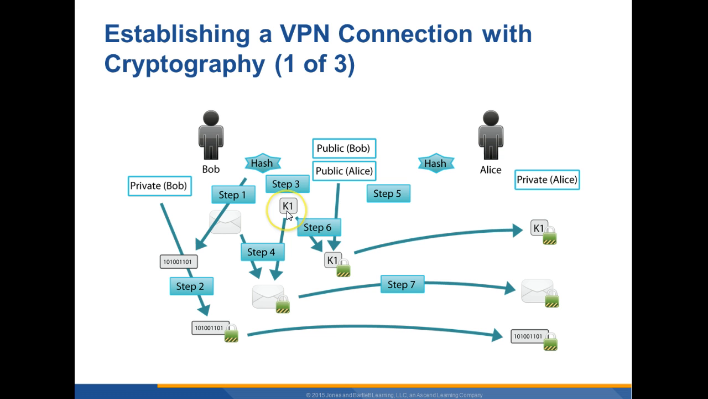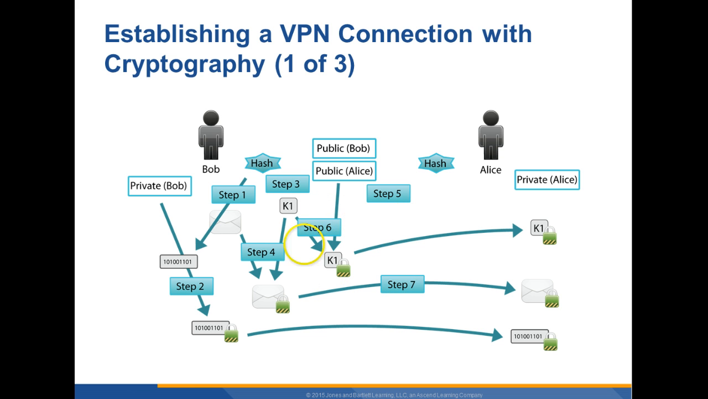In step 4, Bob uses K1 to encrypt the message. Now in step 5, Bob is going to obtain Alice's public key, and in step 6, Bob is going to encode K1 with Alice's public key to create a digital envelope.